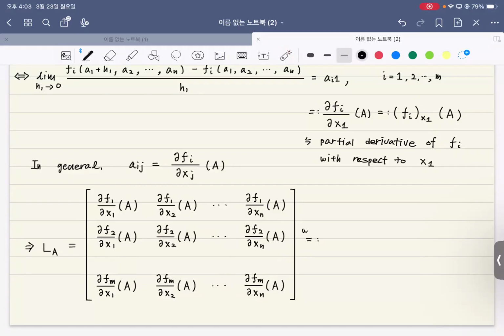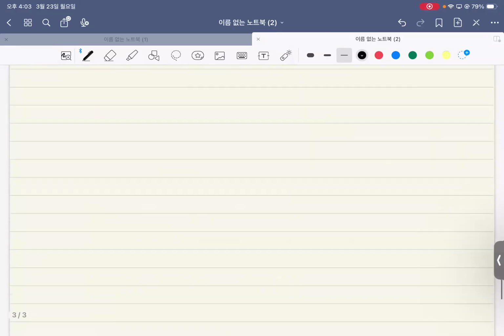So we write this one. If this matrix is denoted by df of A, our textbook says this is the matrix derivative of function f at point A. So this is the derivative.